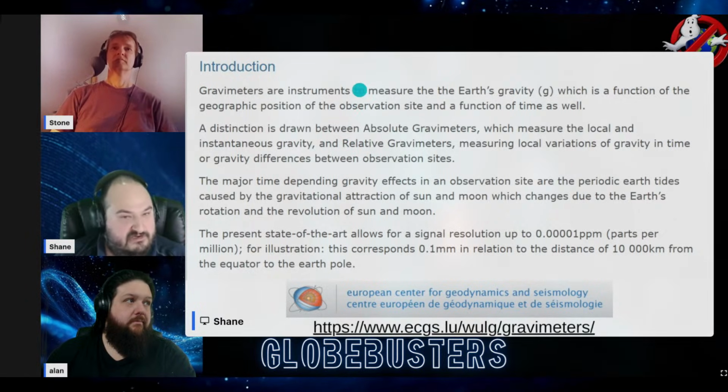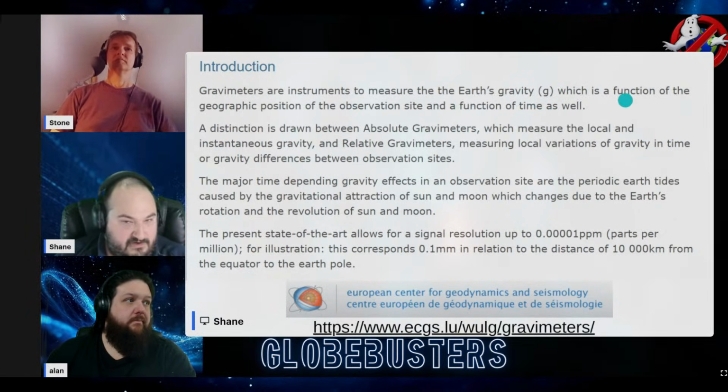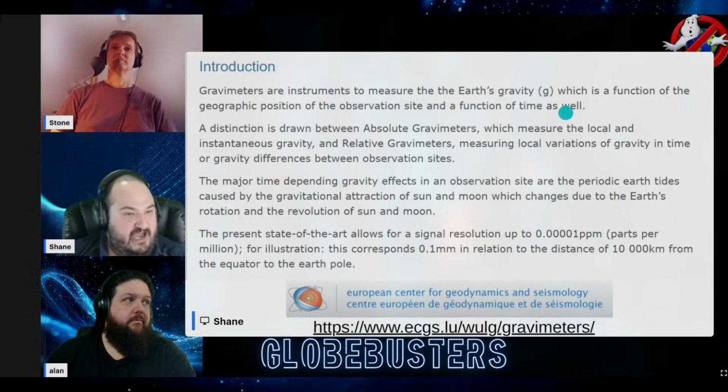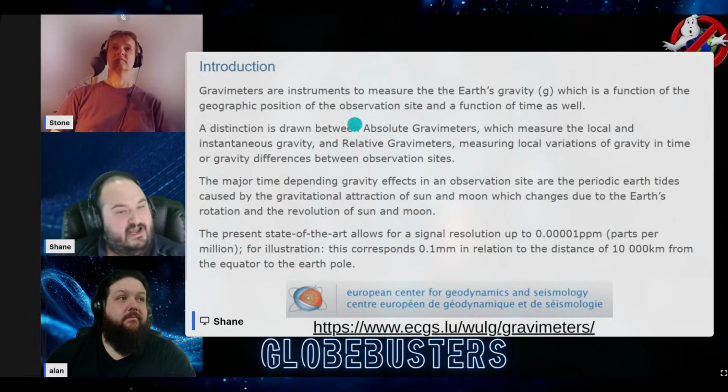And they say that gravimeters are the instruments used to measure Earth's gravity field, which again they denote G, which is a function of the geographic position of the observation site and a function of time as well. So that is very important, as we're going to see.